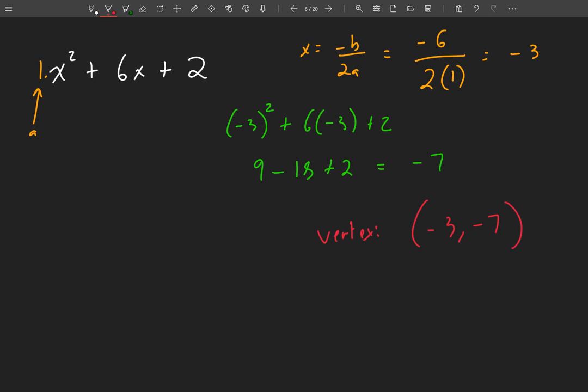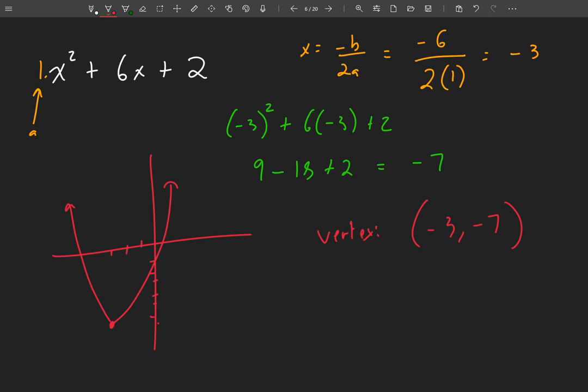Now what you can do with this is, obviously, you could graph it, right? So for instance, I could say (-3, -7). I can go to my graph over here, and I could go 1, 2, 3, 1, 2, 3, 4, 5, 6, 7, and put this dot right here, and that's my vertex. And then graph your parabola.